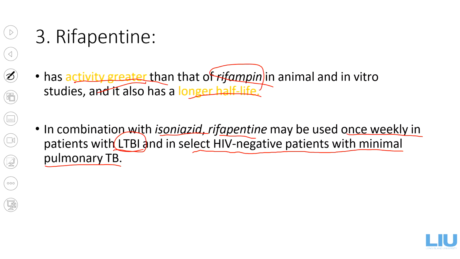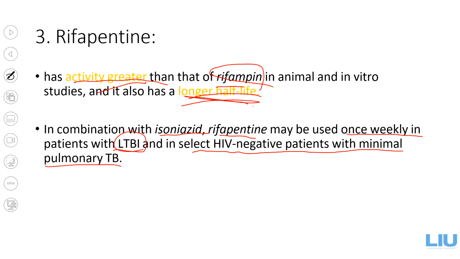In the case of the LTBI, we don't give higher or intense doses. It's once a week. So in this case, you could combine the rifapentine, because it has a long duration of action, with the isoniazid once weekly. Okay. Any questions about the rifamycin? I think that's all for rifamycin. Any questions about the rifamycins?